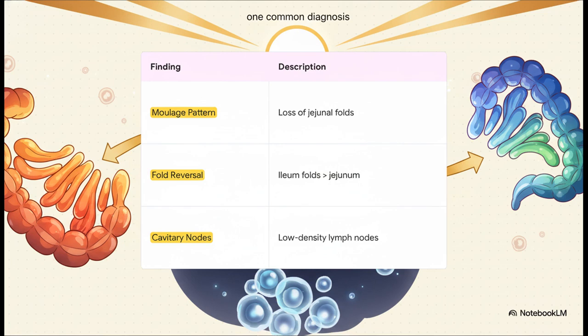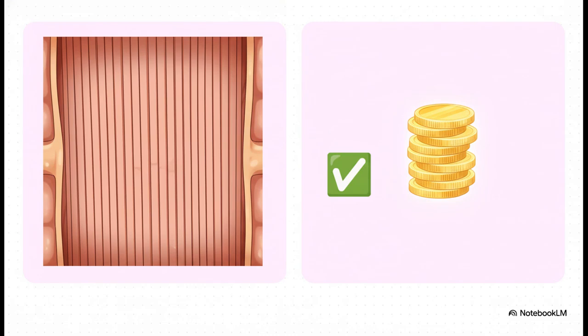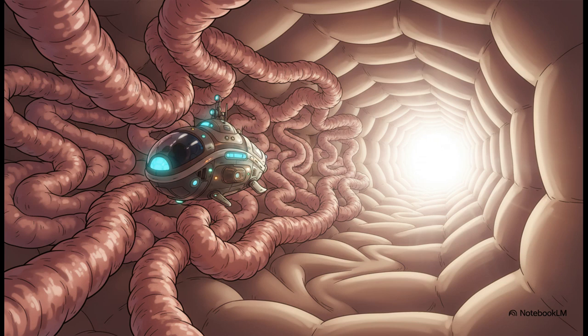Celiac has a few classic looks: the moulage pattern, fold reversal, and even those cavitary nodes. And that hide-bound or stack of coins look? That's a dead giveaway for scleroderma. All right, we're almost at the end. Let's hit our final stops, the colon and some key syndromes.